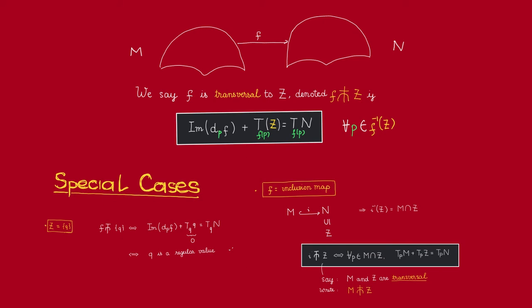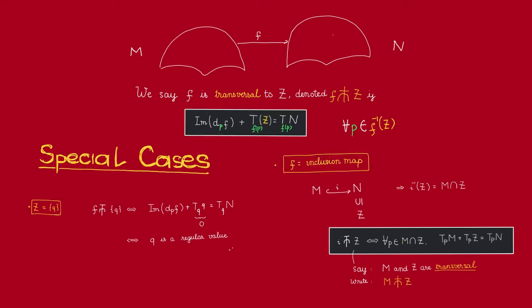Now, to conclude, we want to look at two more examples of transversality. These are special cases that we mentioned in the motivation video. The first special case is when Z is just a point. Let's call it q. Now, in that case, the tangent space to Z at q is just 0. So this transversality condition just says that the image of this tangent space, T_P M, should actually be the whole tangent space to N at q.